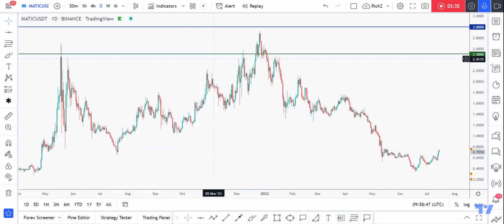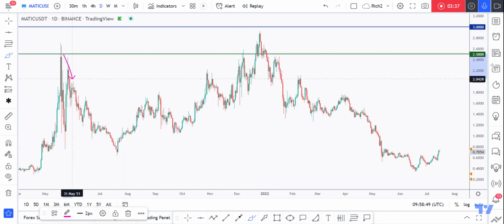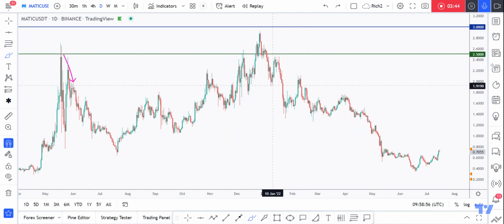And as you clearly see, we've got many rejections from it. Previously a resistance, broken upward, now support, broken downward, now resistance. Of course, it's an entire zone, okay?